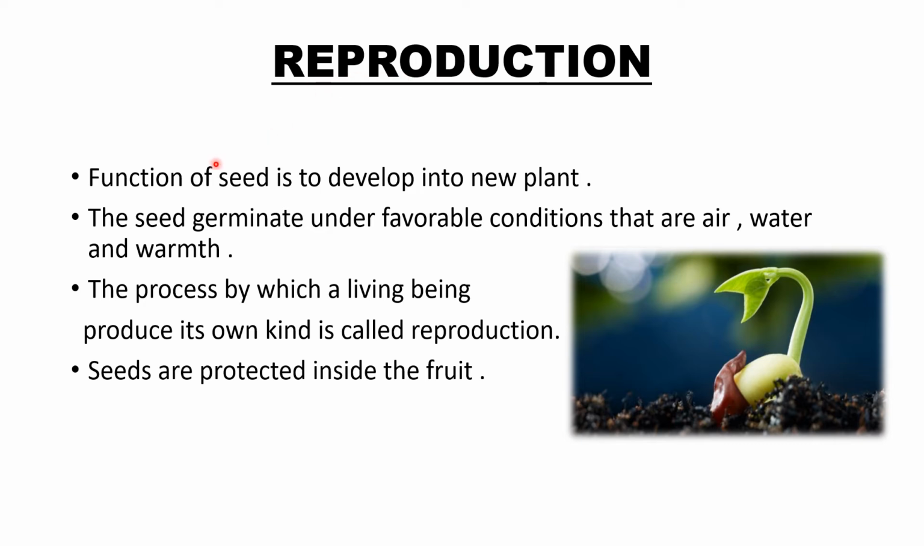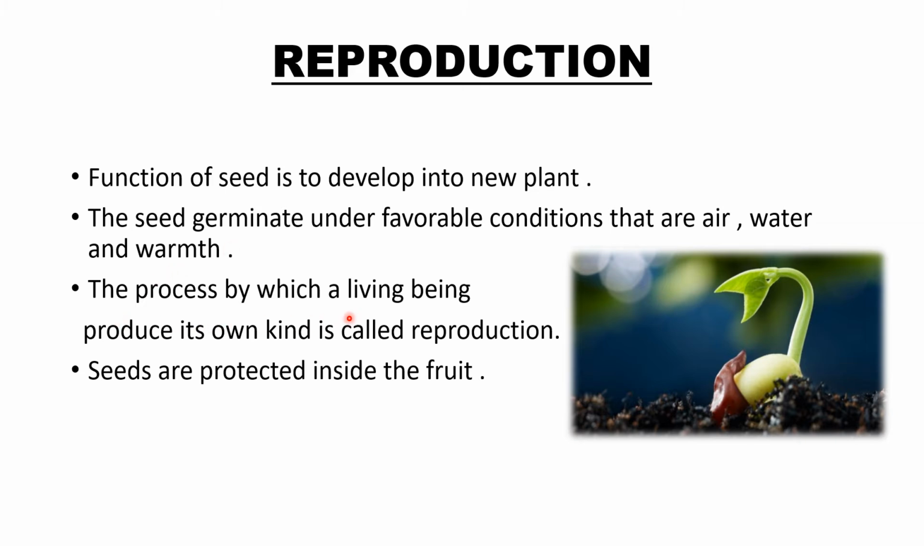So here in the first point, the function of seed is to develop into a new plant. I had told you earlier that the seed develops into a new plant. Now how does the seed germinate? The germination of a seed requires some favorable conditions such as air, water and warmth. Without these favorable conditions, the seed cannot germinate. It requires all these conditions.